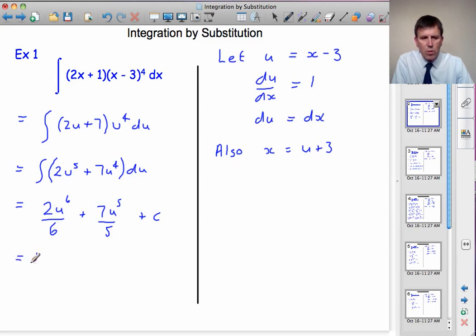So this will be 1/3 x minus 3 to the power 6 plus 7/5 x minus 3 to the power 5. Plus a constant of integration. And that completes the question.